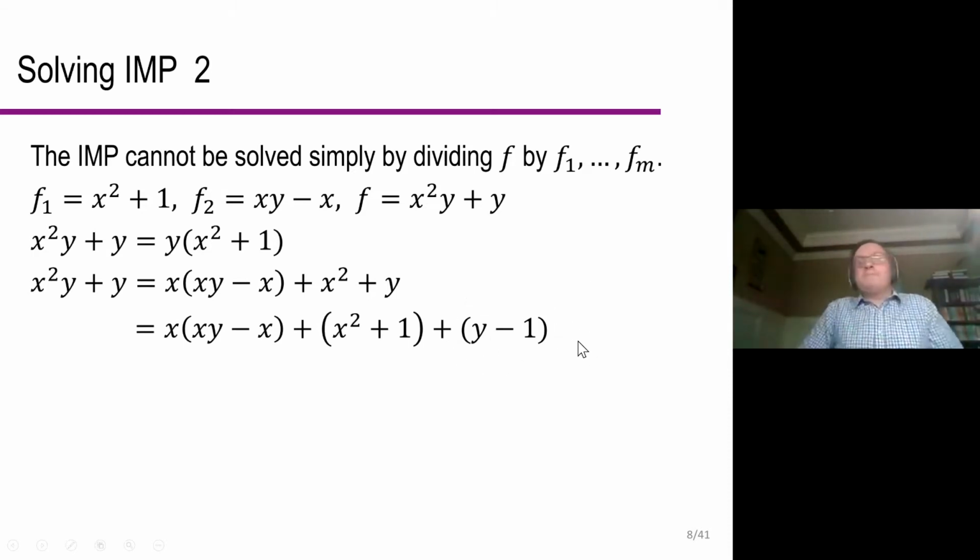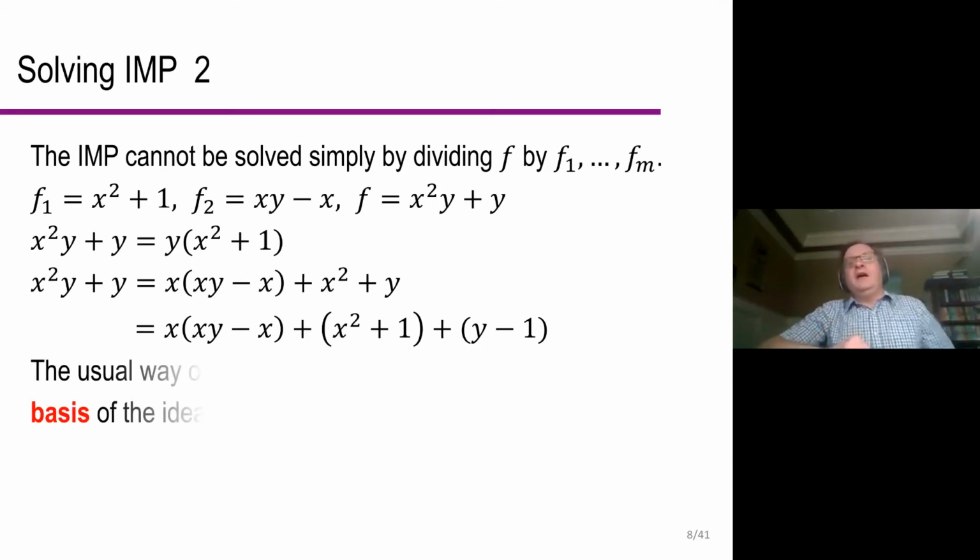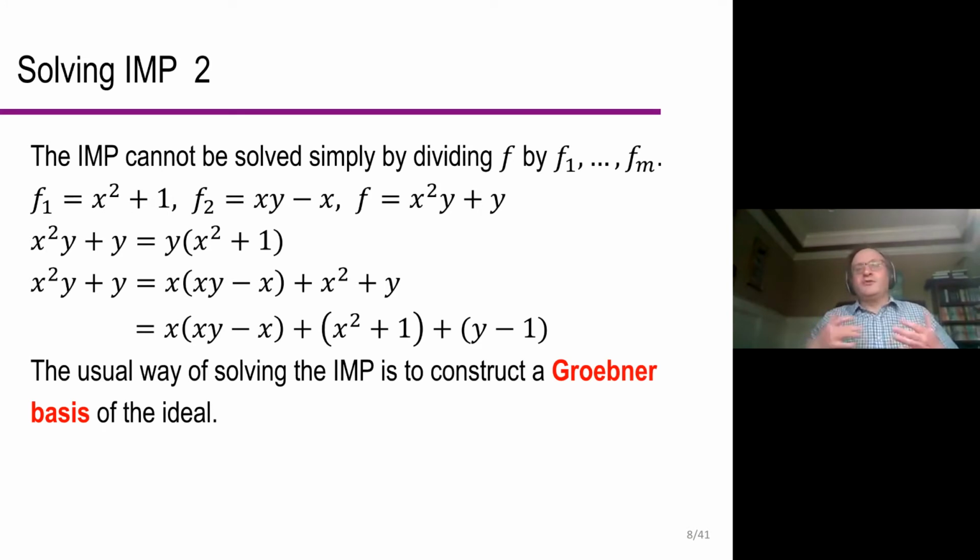So generally speaking, just by simple manipulations of polynomials, we cannot solve the IMP. It's not that simple. Fortunately, there is a method of constructing a very special basis with very special properties. It is the so-called Gröbner basis.